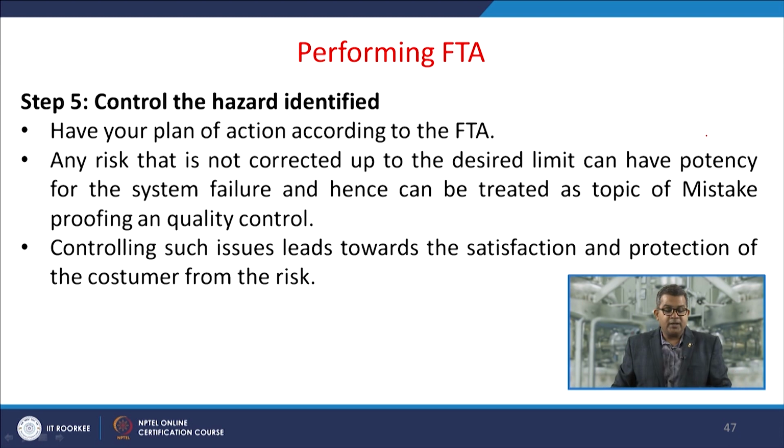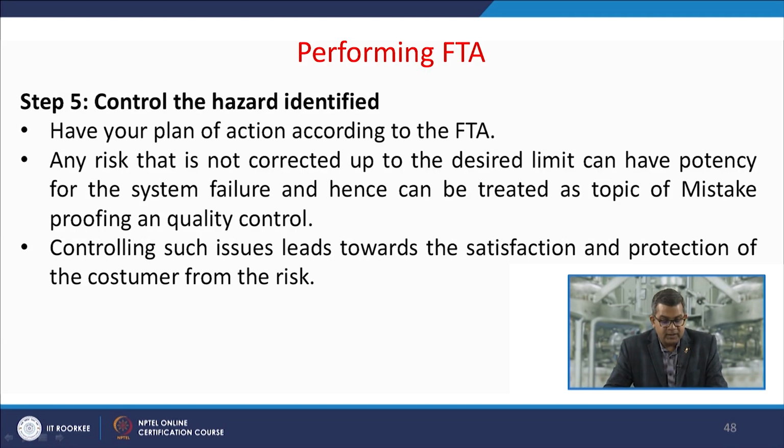The last step, that is step 5, is the control of hazards identified. Now, have your plan of action according to the fault tree analysis. Now, any risk that is not corrected up to the desired limit can have the potential for system failure and hence can be treated as a topic of mistake proofing and quality control. Now, controlling such issues may lead towards the satisfaction and protection of the customer from the risk.